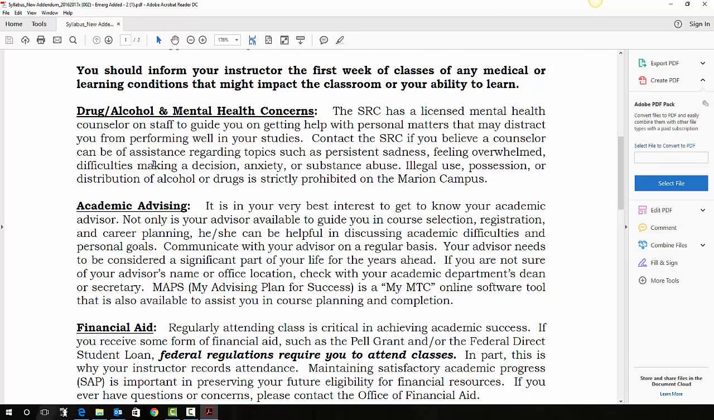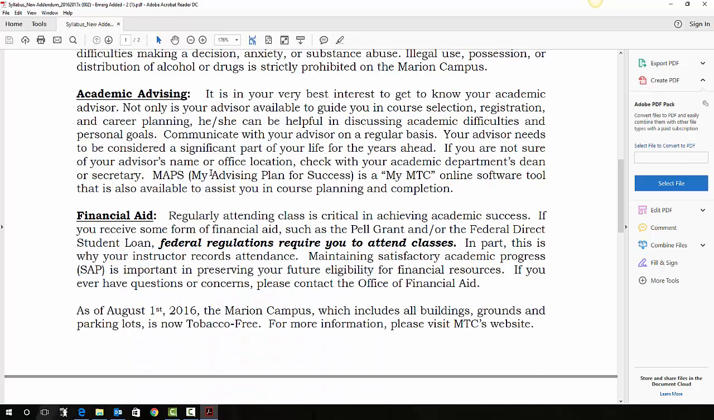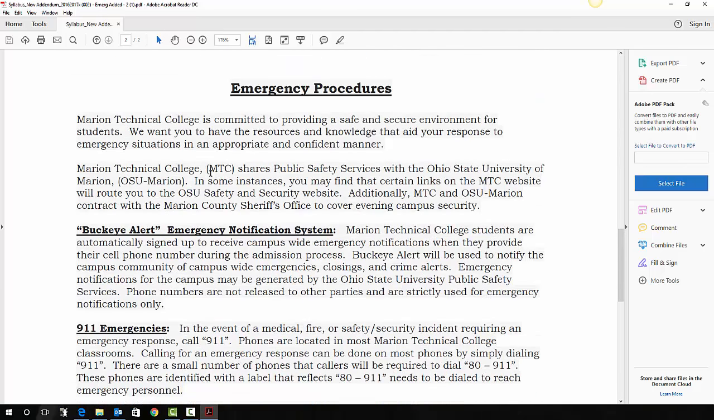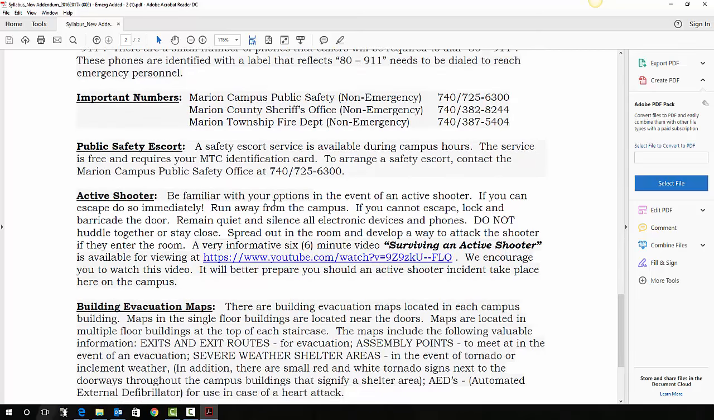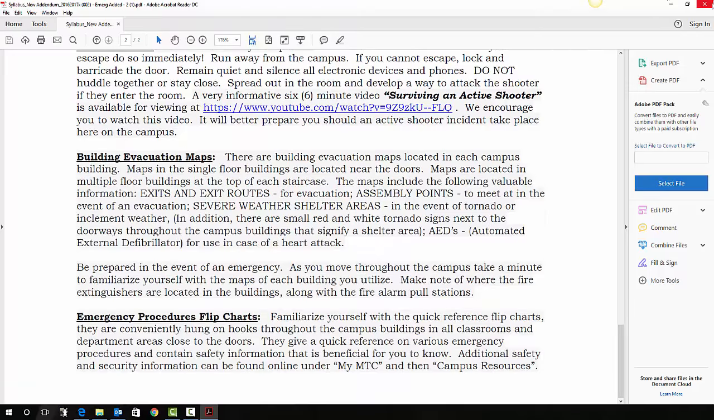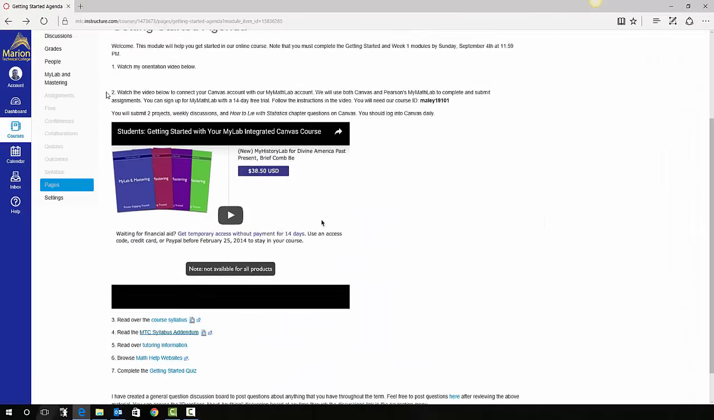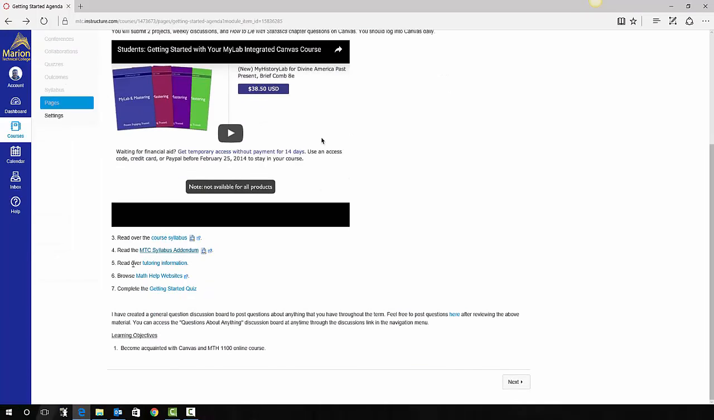There's also just some other information about drug, alcohol, mental health, academic advising, financial aid, and then this last page is emergency procedures that you can read over. Then here I just listed some links that you can look over, so tutoring information, math help websites.